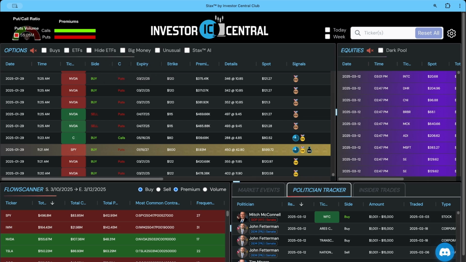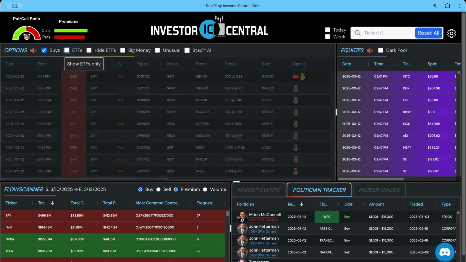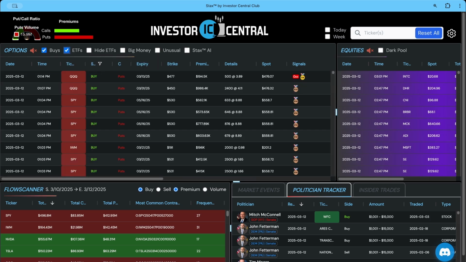On the top left over here, we have a market gauge of put to call ratio. You can see how many millions of volume of calls versus puts, as well as the premiums and a comparison of that. So for example, if I'm taking a look at just the ETFs right now, as we have just hit correction territory for the markets, you'll see the calls volume, 10.47 million calls to 15.9 million volume of puts. In terms of the calls premiums, $6 billion to the $9 billion of puts.